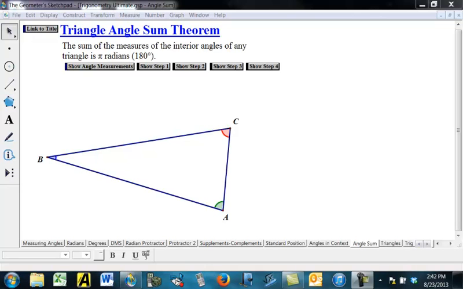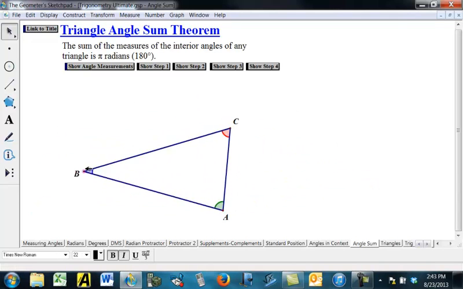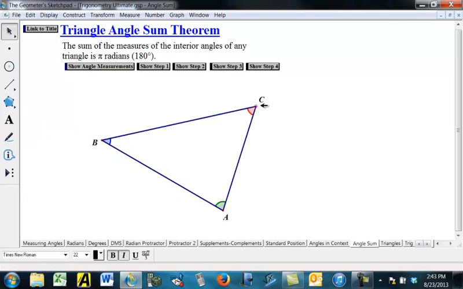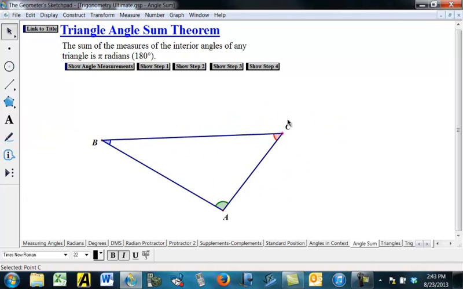This is Jack Jackson. We're going to be looking today at the Triangle Angle Sum Theorem. Now in our project that we did earlier, we took some triangles and measured their angles. So in Sketchpad here I have a general triangle which I can change by moving these vertices around and get triangles of any particular size.